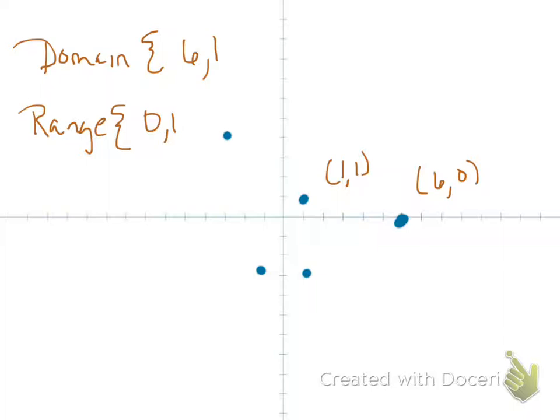This one is (-3, 4). So my domain is -3, range is 4. And my next one is (-1, -3). So my domain is -1, and my range is -3.